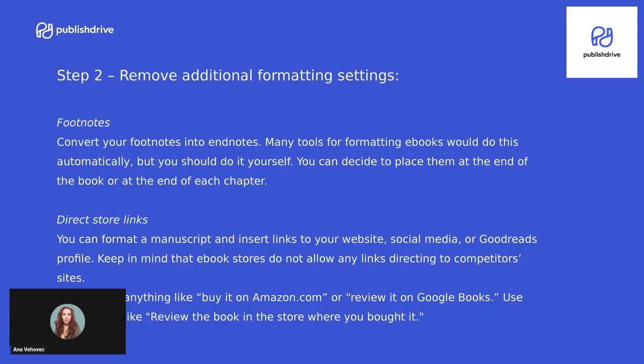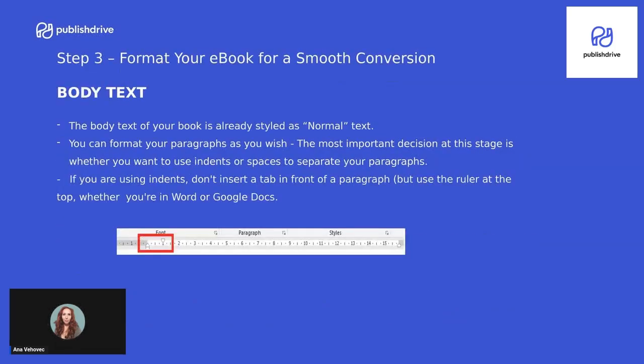So we would advise against adding anything like buy it on Amazon or review it on Google Books. It's preferable to review the book in the store where you bought it, something neutral, something that doesn't call out a specific vendor, a specific website. There is always a way around the things that you shouldn't be doing. It's just that I want to call out the most common ones that we want to avoid. That way you get clean text.